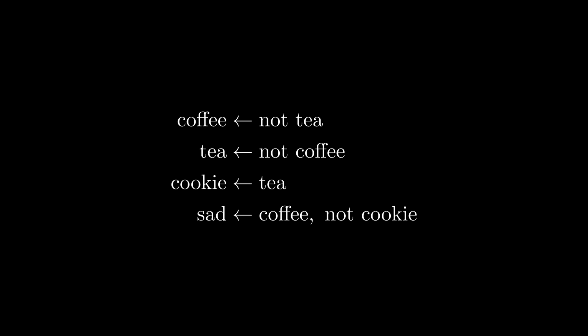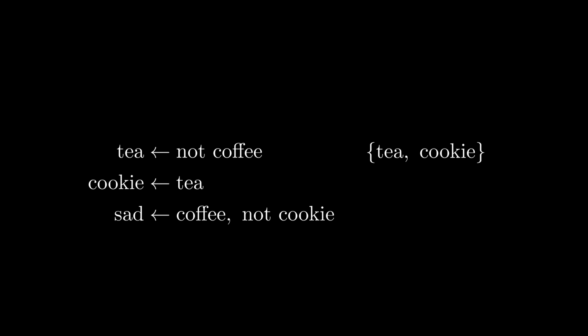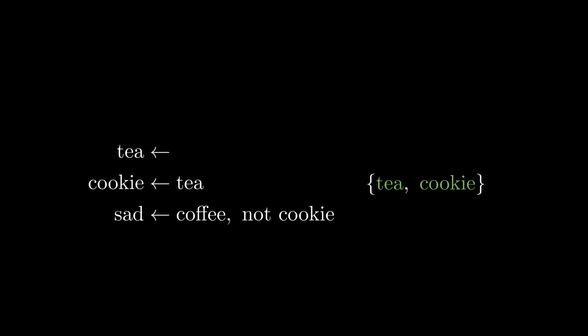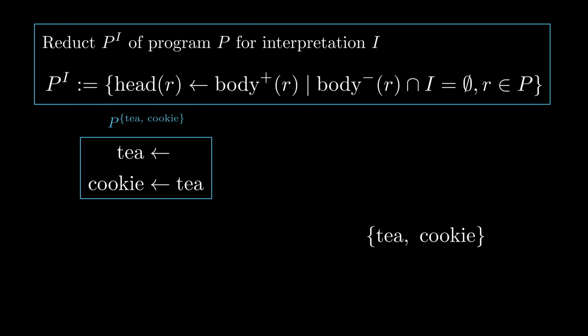Okay, let's say I have a candidate interpretation, here tea and cookie, and I would like to know whether I can indeed deduce it. Surely, the rules whose body negates an atom of my candidate interpretation should not be used. So let's get rid of those. Also, we can get rid of negations in the other rules, because we aim to deduce tea and cookie, and nothing more. So if those negations are violated, it means we deduce too much anyway. This simpler program that we obtain is called the reduct of our logic program with respect to the candidate interpretation.